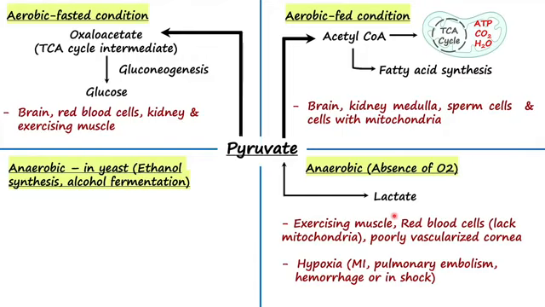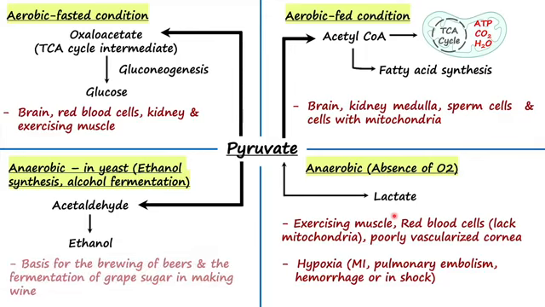Now the last condition is in yeast. So during anaerobic condition, in yeast, pyruvate is converted into acetaldehyde, and subsequently it is then converted into ethanol. And this reaction is the basis for the brewing of beers and the fermentation of grape sugar in making wine. So therefore this reaction is also called alcohol fermentation in yeast. So these are the several different ways where pyruvate can be utilized to make sure that cells or tissues can use glucose to synthesize energy in the form of ATP.